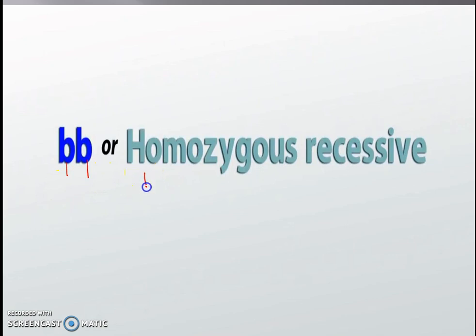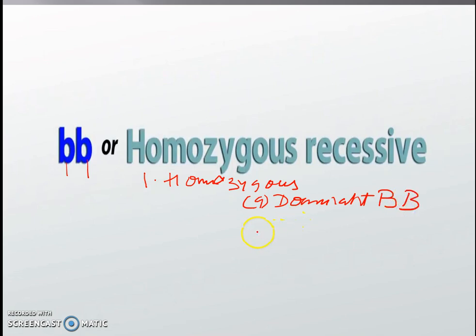Let's have a recap. If we are talking about homozygous, there were two possibilities. One was homozygous dominant, which is going to be two capitals. And homozygous recessive is going to be two lowercase.